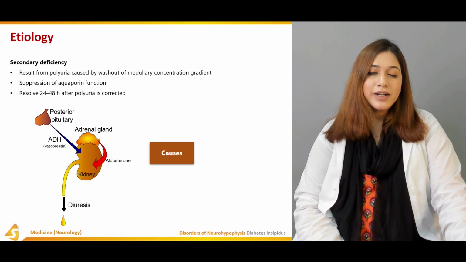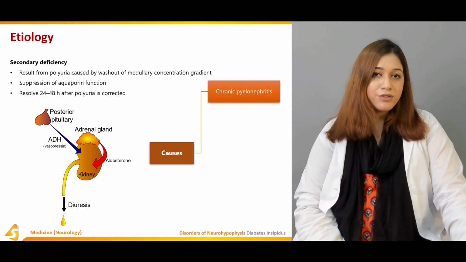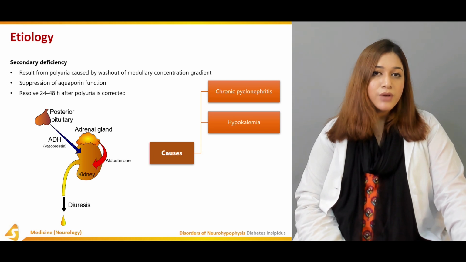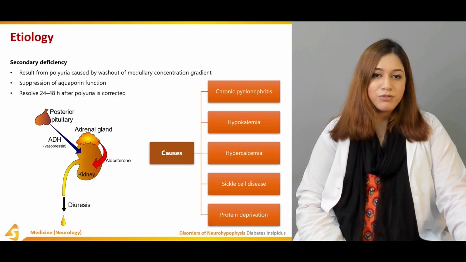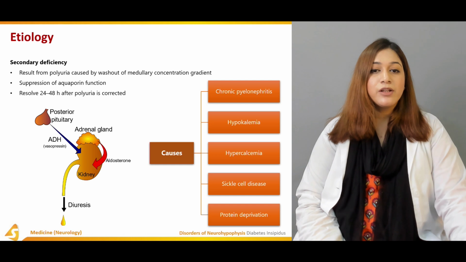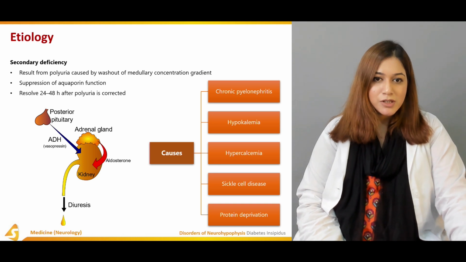What are the causes that lie behind the secondary deficiency? It can be due to chronic pyelonephritis. It can be due to hypokalemia, hypercalcemia, sickle cell disease, and protein deprivation. All these causes can cause the washout of medullary concentration gradient, and they can lead to nephrogenic diabetes insipidus.